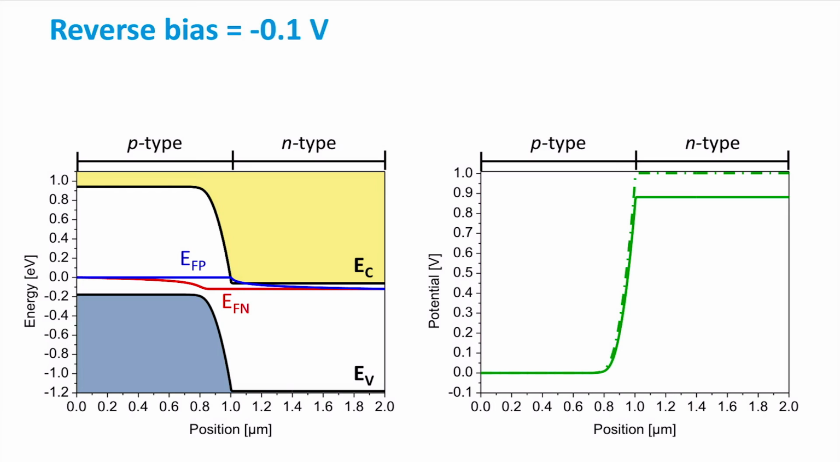If you remember from the previous video, the slope in quasi-Fermi levels indicates that current is flowing through a device. So the slope in the quasi-Fermi levels clearly shows that there is a current flowing through the device, and the direction of the slope indicates that the net current flows from the n-type region to the p-type region.